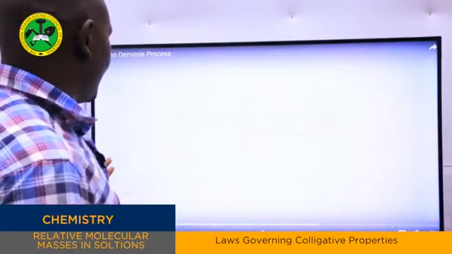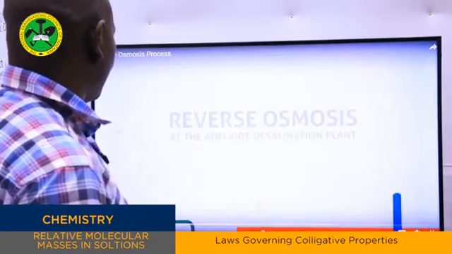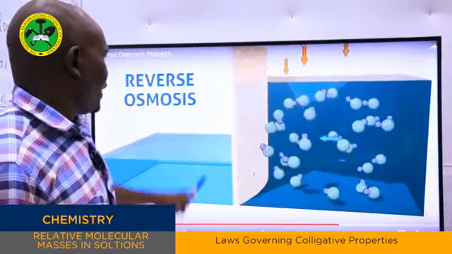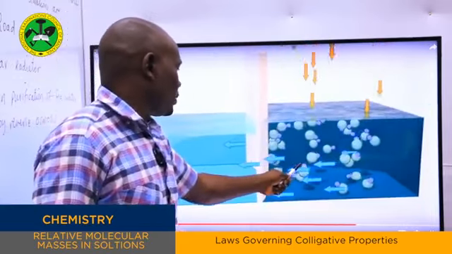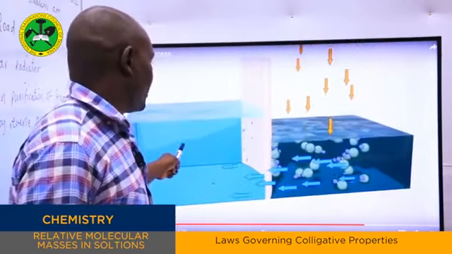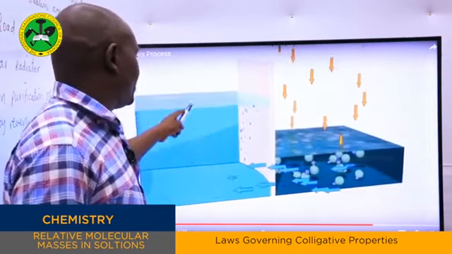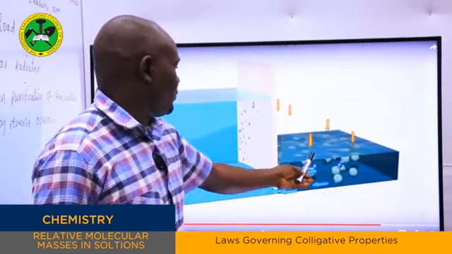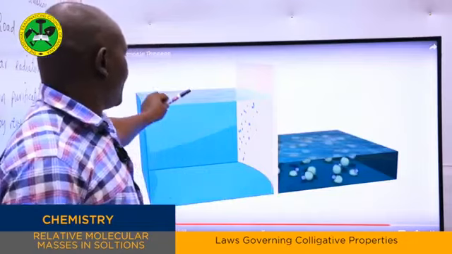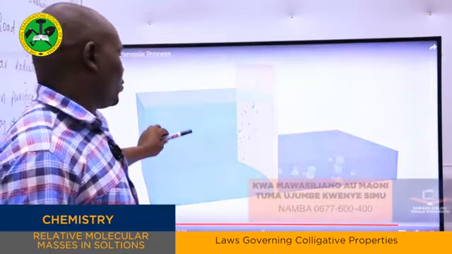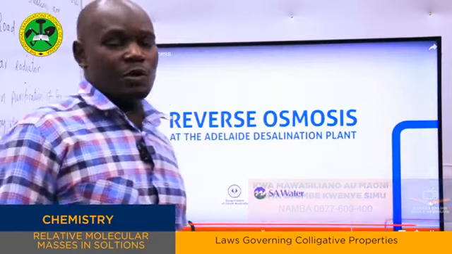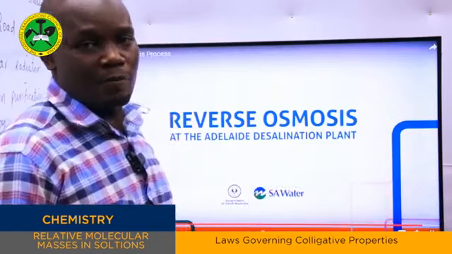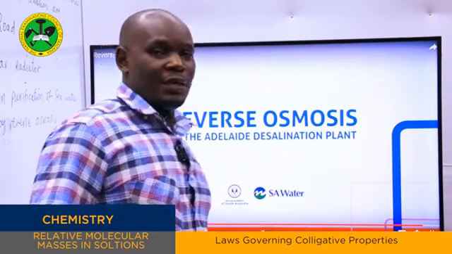Okay, let us see the application of reverse osmosis in purification of seawater. After increasing the osmotic pressure, do you see the water molecules moving away into the pure water side? So this is the pure water. The seawater remains on that side, and here you will have the pure water. So that is our application in relative molecular mass, specifically talking about osmotic pressure.